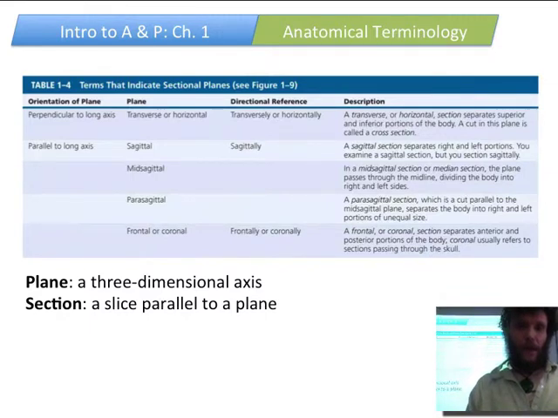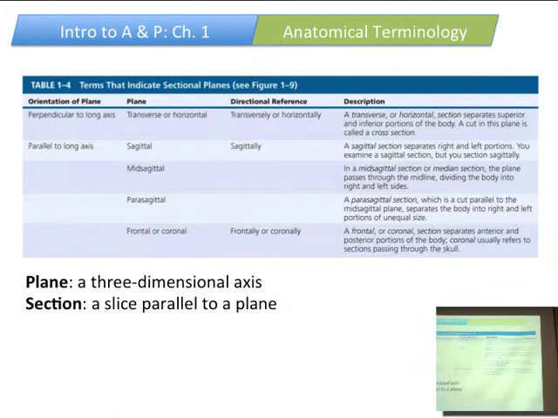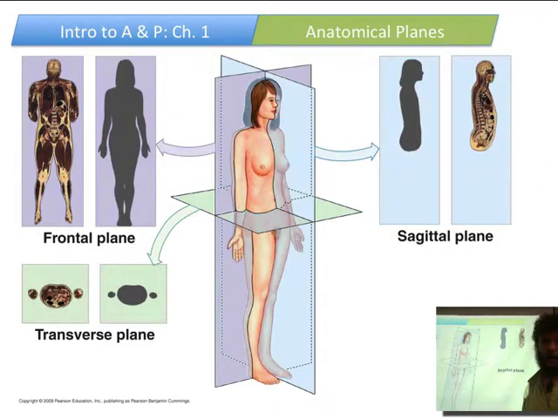All right. The planes. A plane is a three-dimensional axis, whereas a section is a slice parallel to a plane. All right, here are the anatomical planes. There's the frontal, the sagittal, and the transverse plane.